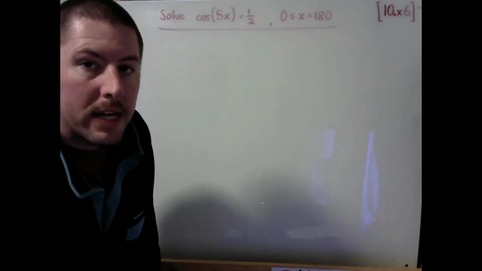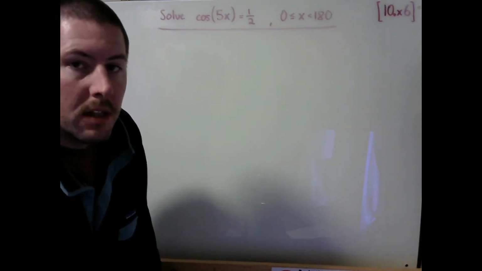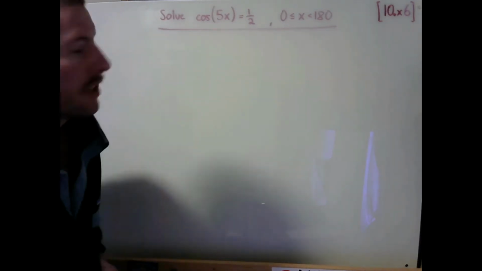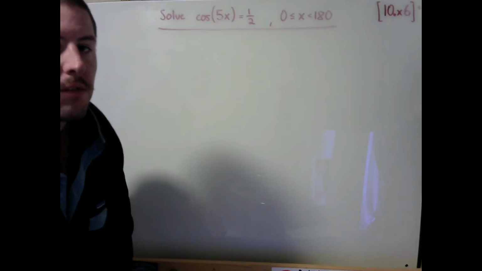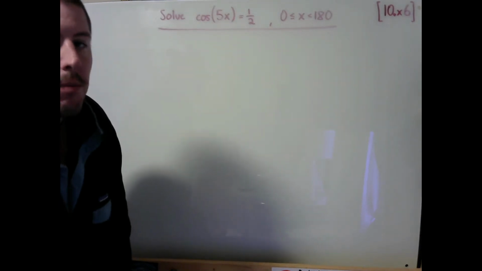Let's take a look at week 10, example 6. In this example, we're being asked to solve the equation cosine of 5x equals 1/2, and we're looking for solutions that are within the interval 0 to 180. This gives us a couple pieces of information.